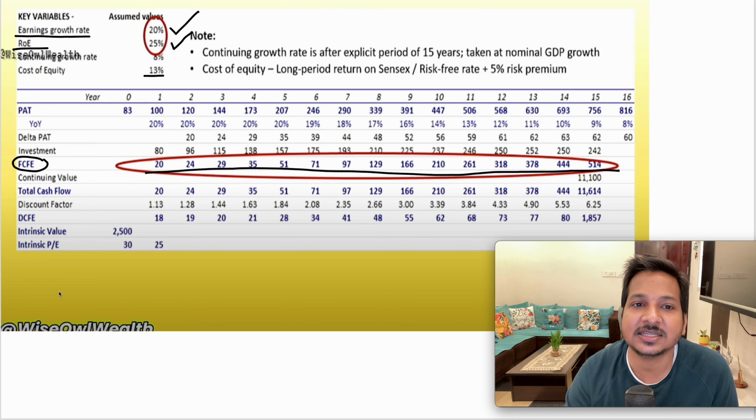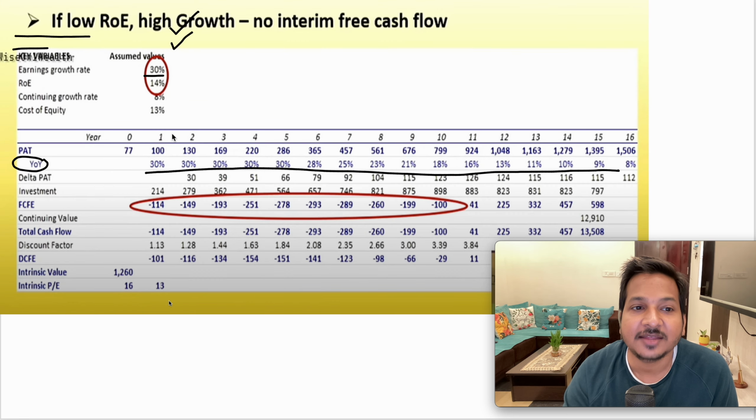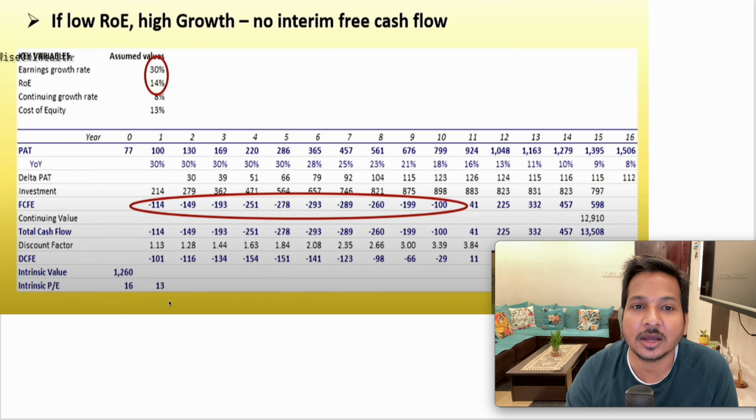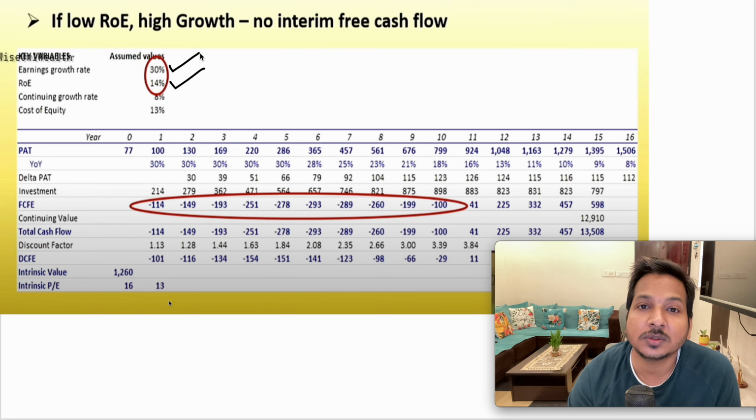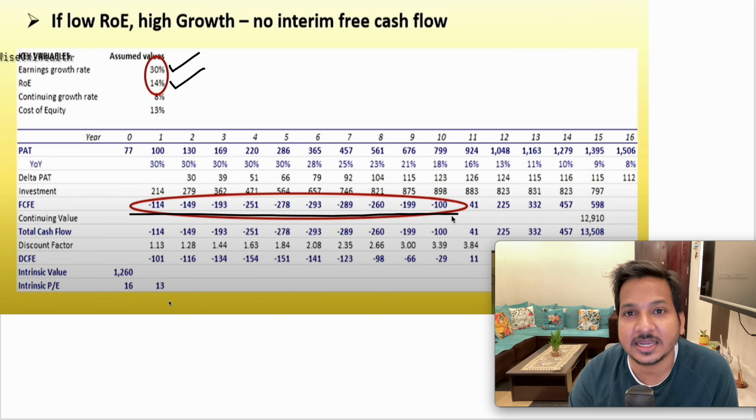Now if I change these numbers, you will see a drastic change in free cash flow. In the next slide, I decreased the ROE from 25 to 14% only. Earning growth I increased from 20 to 30%. But even though earning growth has increased, with the decrease in ROE, you can see that free cash flow up to 10 years is negative. So you will not get any free cash flow until around 10 years. After that only free cash flow will start coming.